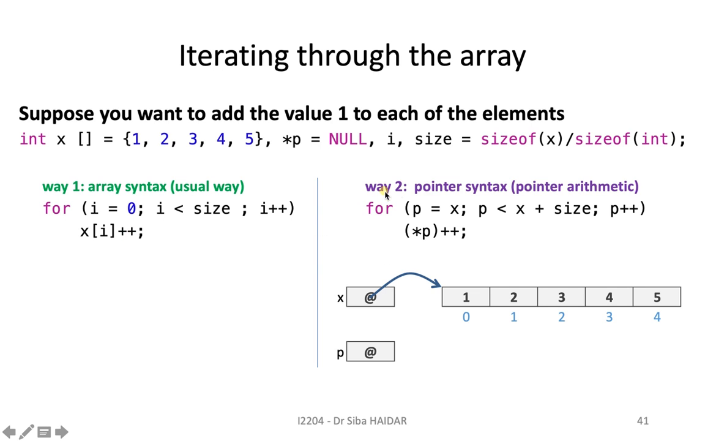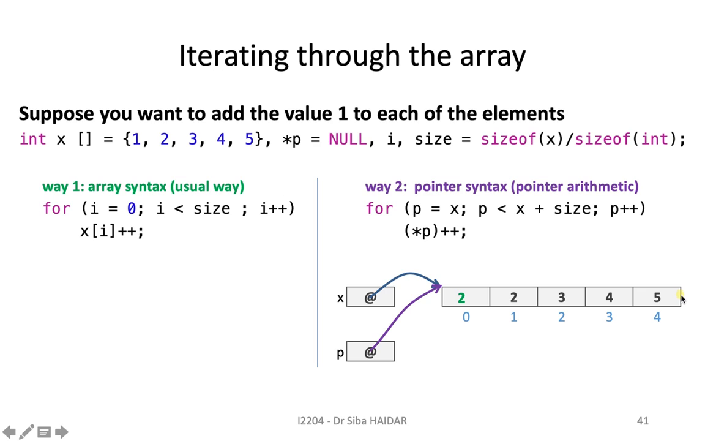And now let's see way 2, which is the pointer syntax, also called using pointer arithmetic. Here, you don't take the index i, you iterate your array using your pointer p. So for p equal x, you initialize p to be equal to x. When do we stop? When p becomes greater or equal than x plus size. So this is here at the end of the elements x plus 2, plus 3, plus 4, and plus 5.